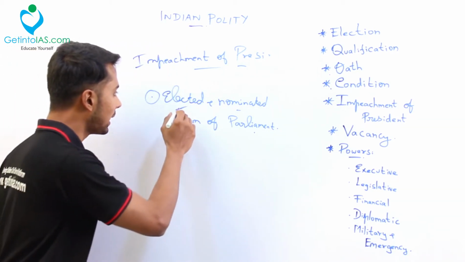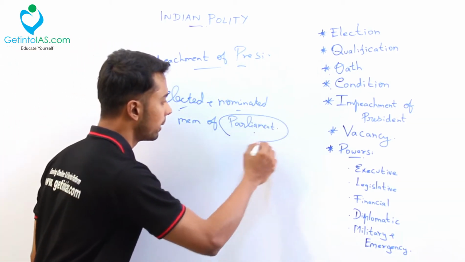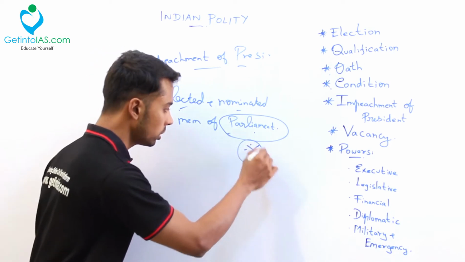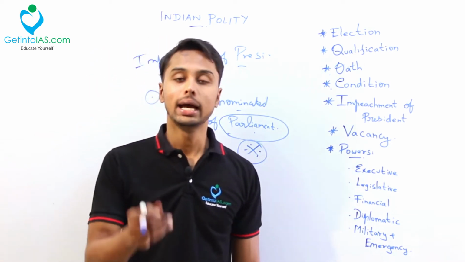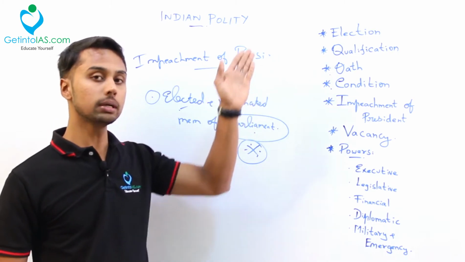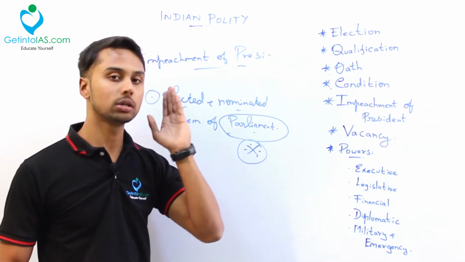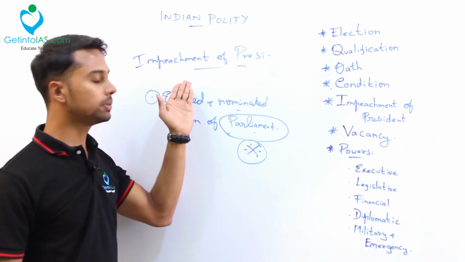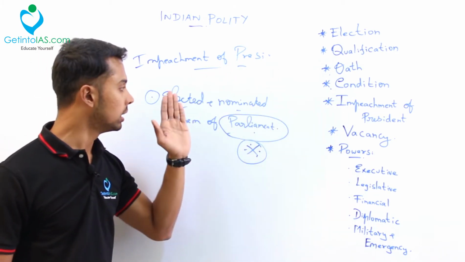Okay, both the elected and nominated members of only the Parliament, not your state legislator. So your state legislator has nothing to do with the impeachment process of the president. But it will sit for the election of president. But your state legislator has no power with the impeachment of the president. Okay, that is the main thing.